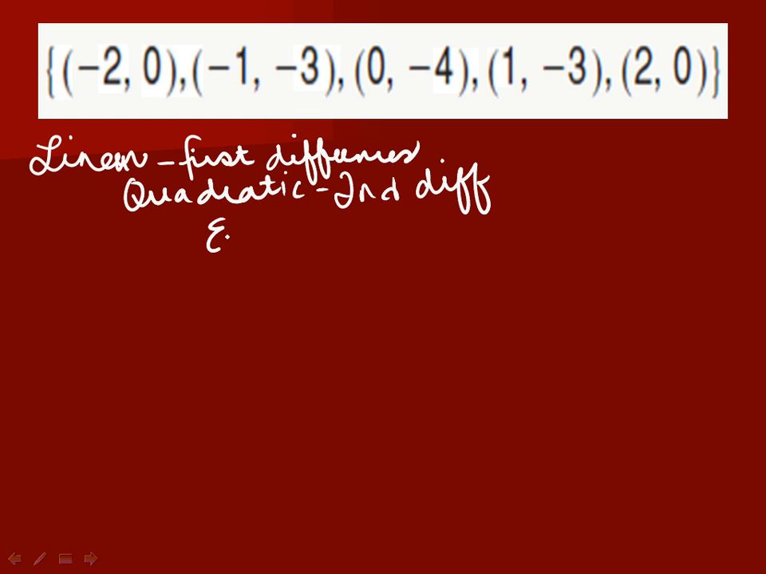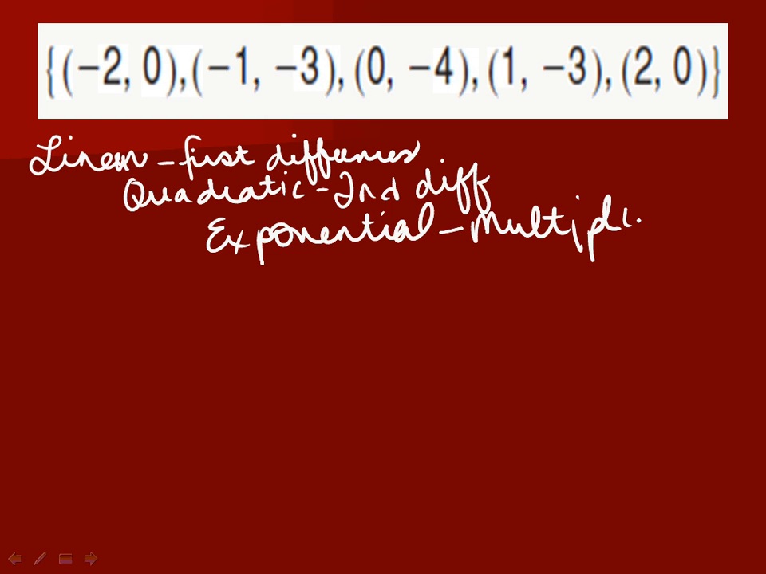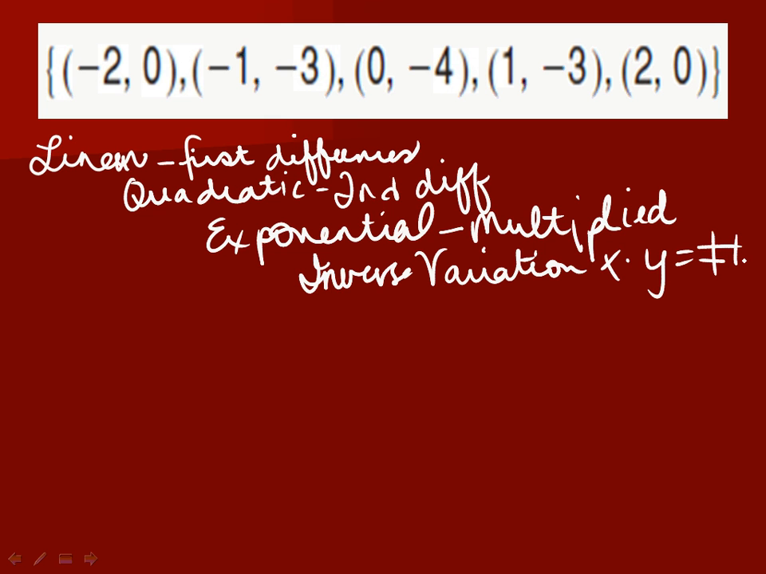Okay? The third thing is exponential. And what will happen to the y values for exponential? Yes, they are multiplied by something. If it's a number greater than 1, then it is growth. If it's a number between 0 and 1, then it's called decay. And the last one is inverse variation. With inverse variation, you multiply the x times the y, and it gives you the same number.